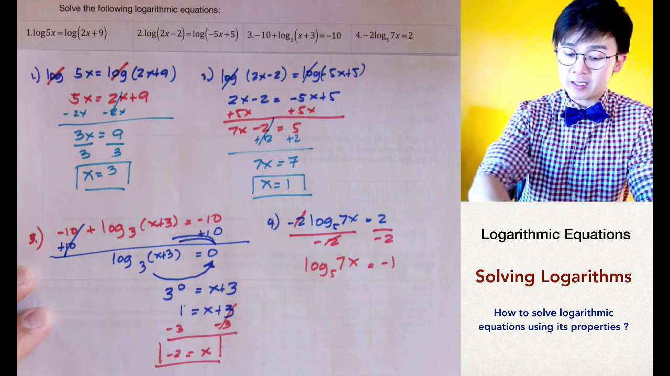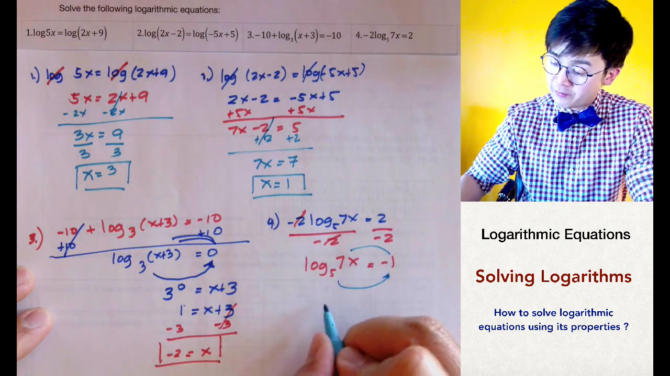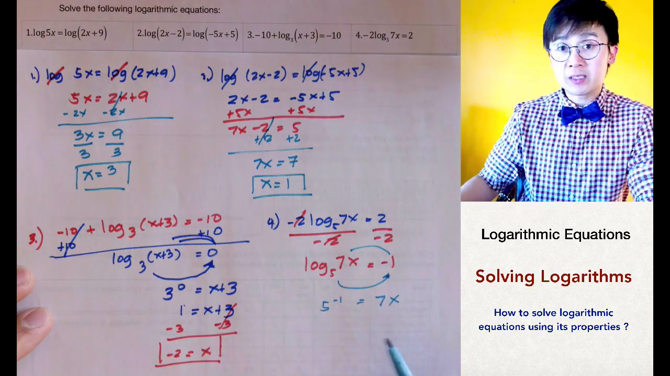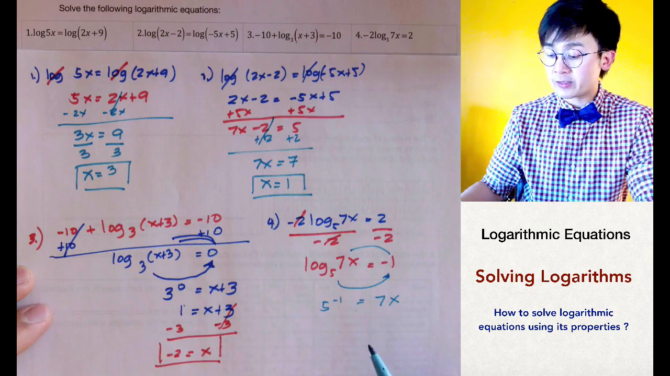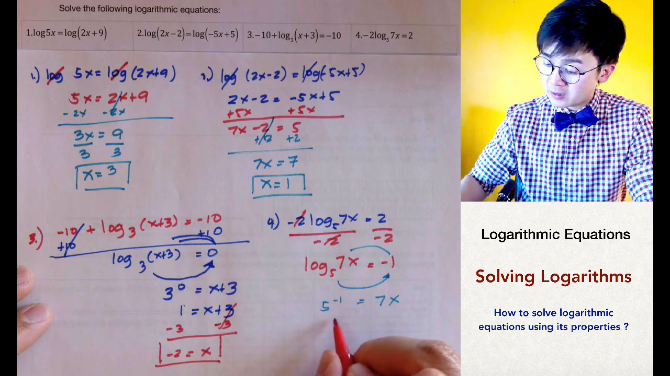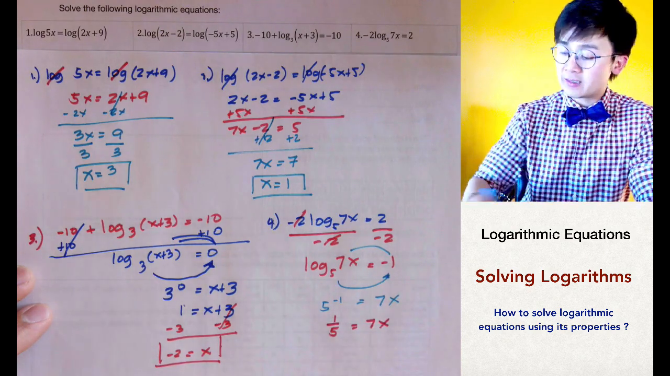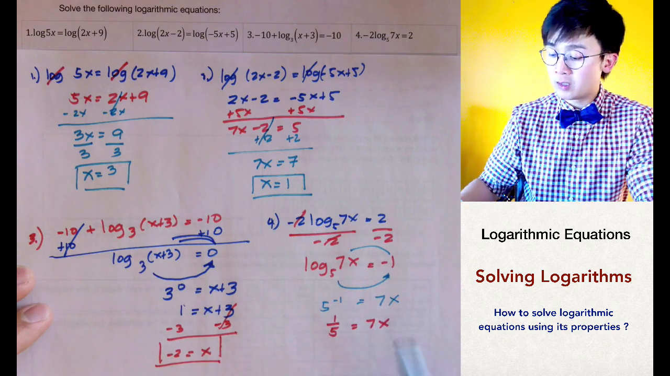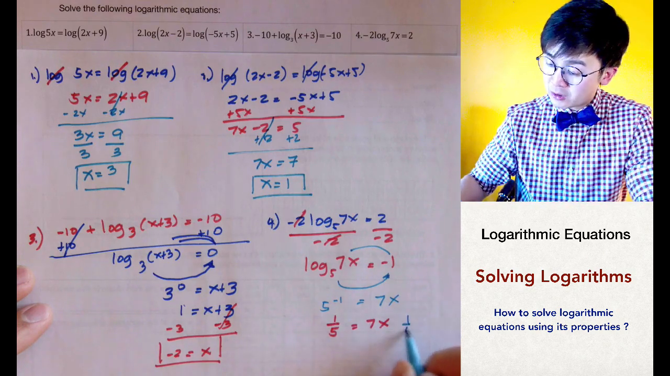Now, since nag-iisa na lang yung log, let's convert this to exponential. So, we'll have 5 raised to negative 1 equals 7x. So, mapapansin nyo, meron tayong negative exponent. So, tatanggalin natin siya by changing it into its reciprocal. So, from 5 to the negative 1, pwede natin siyang change ng 1 over 5 equals 7x. And since we want to get rid of 7, divide natin both sides by 7 or since fraction yung nasa kabilang dulo, multiply natin siya by 1 over 5.